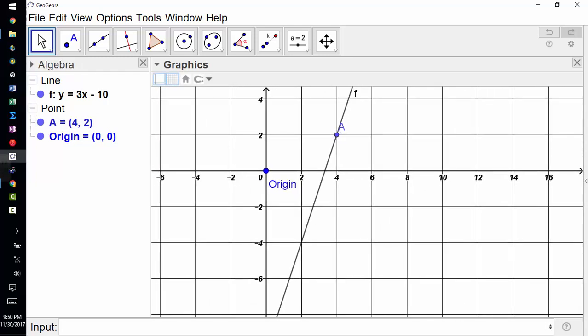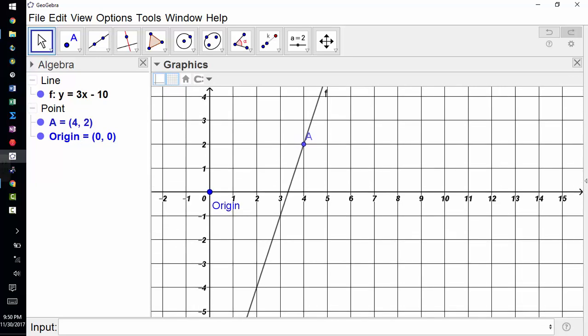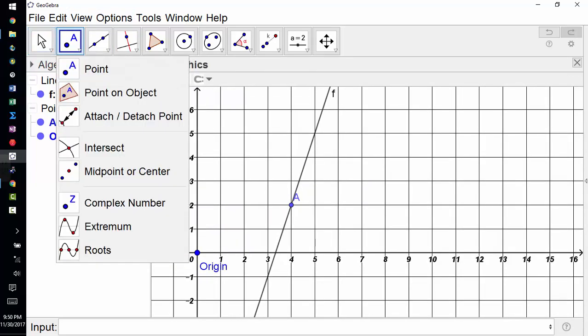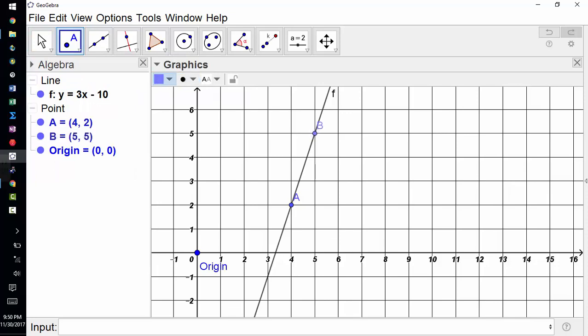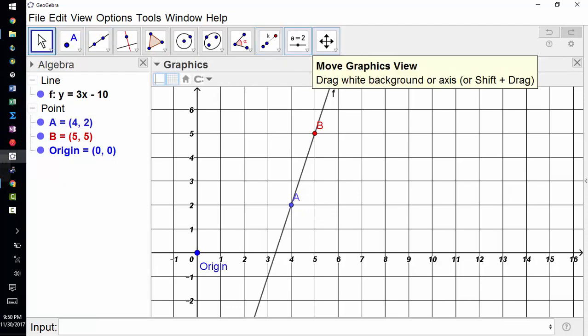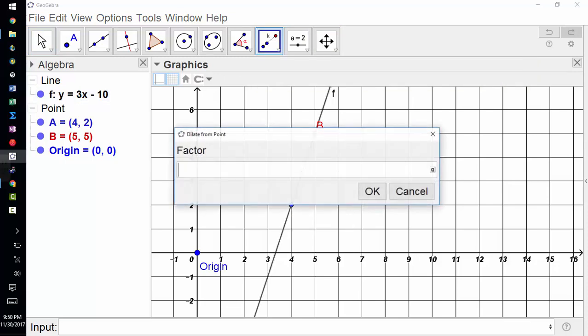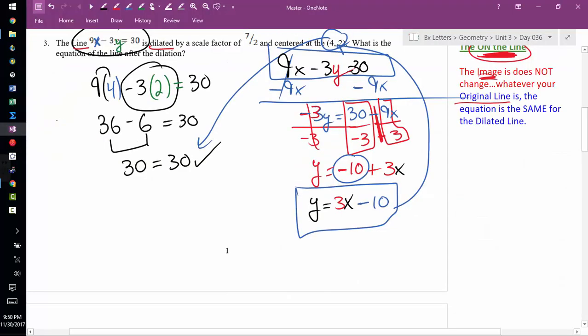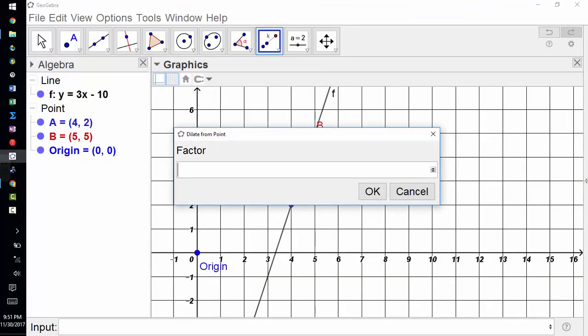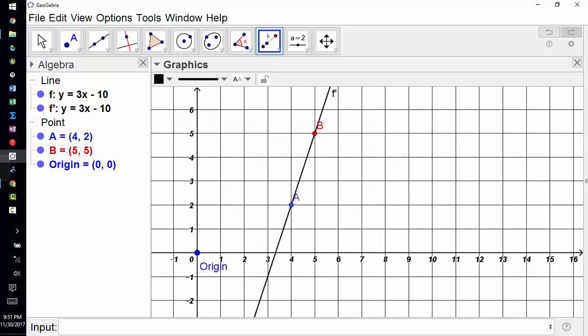So why this works, let's take a look. I'm going to plot another point right there, and sure, I'll color it red, and there's our point of dilation. I'll even prove it to you: when we take this line and we dilate it about that (4, 2), whatever the scale factor is, it really doesn't matter. They said 7/2, sure. With 7/2, the line stays exactly where it is. It stays put.